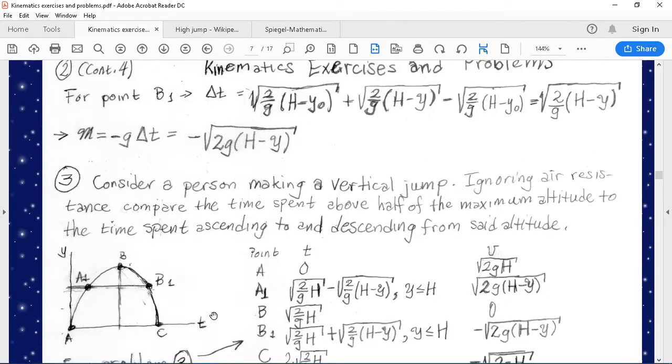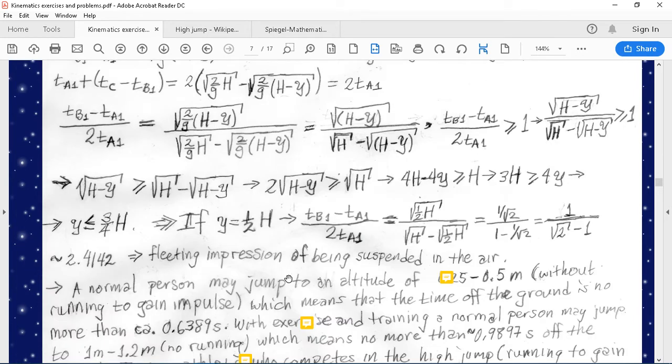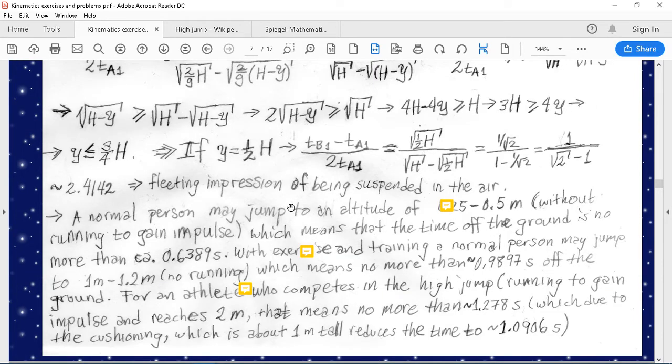Before beginning with problem 4, I want to rectify something here. This datum here, in which I mentioned that a normal person could jump 0.25 meters to 0.35 meters without running to gain impulse, corresponding to the normal person.